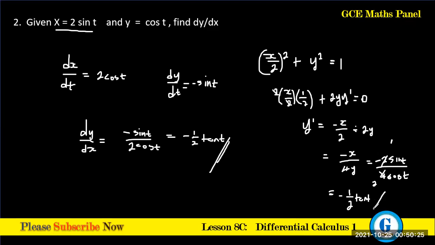You can use any of these methods, but be careful with the second one because some students will forget to differentiate the core and they will not obtain the value of this a half here. Yes, many students will forget. Be careful.